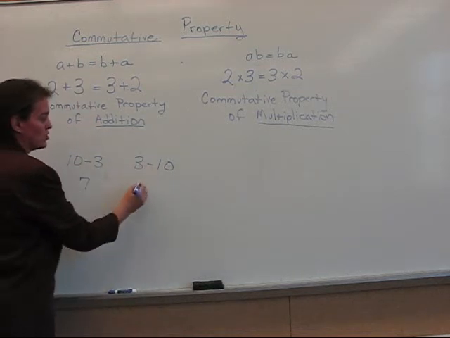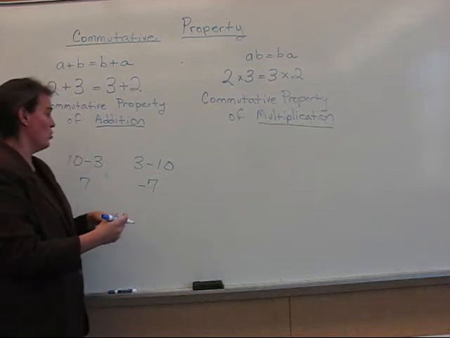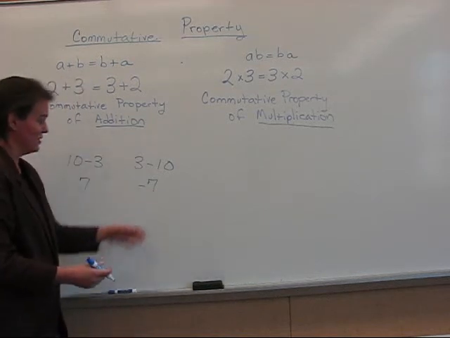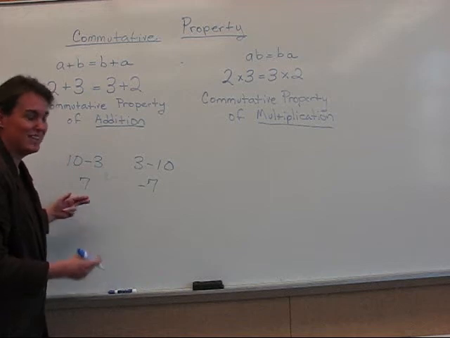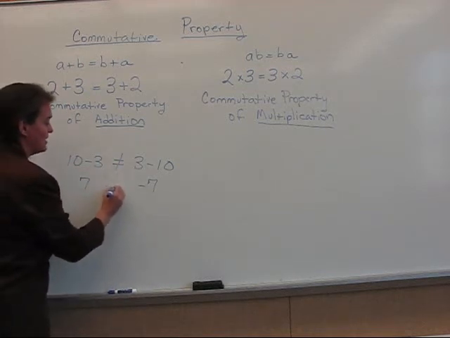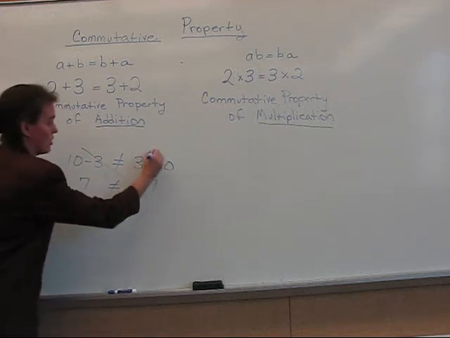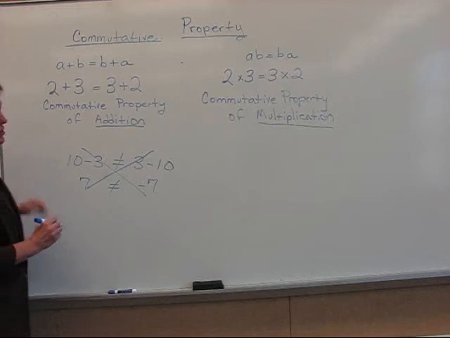If we were to do this subtraction, this would actually be -7, which would indicate something like you are $7 in debt. This is not good. This is good, if you're talking about money anyway. These two things are not equal, so we do not have a commutative property for subtraction. It does not work for subtraction.